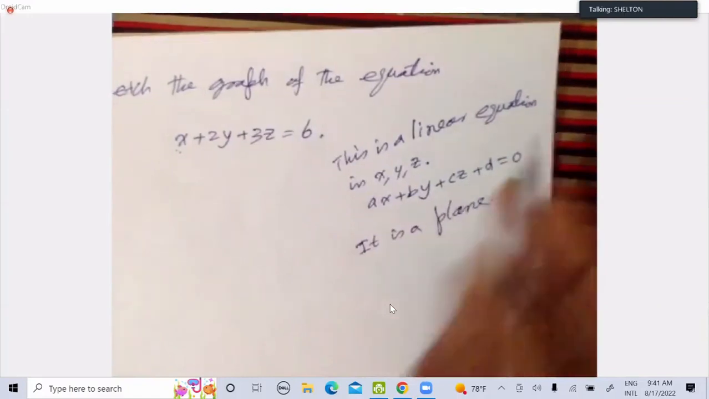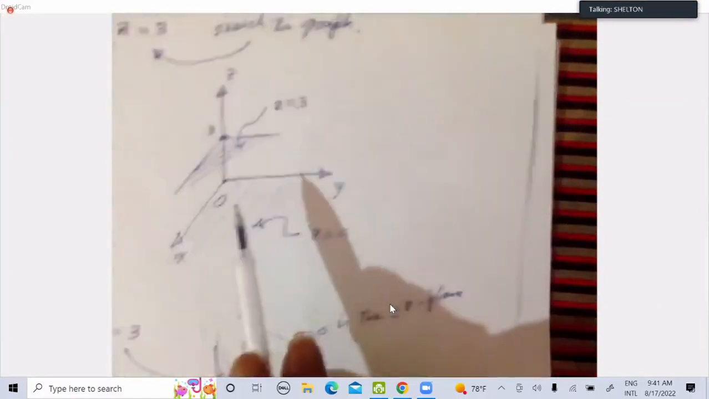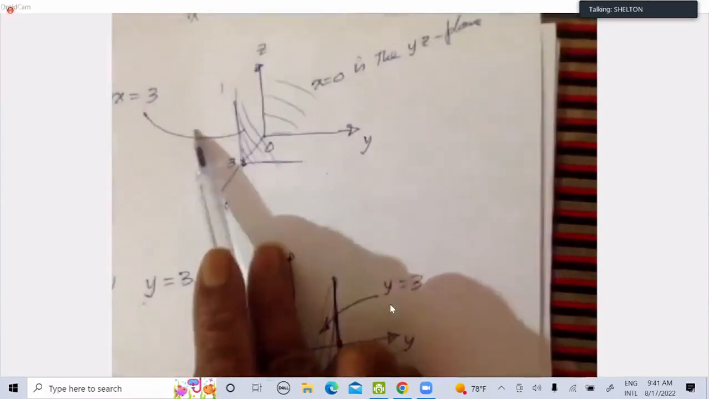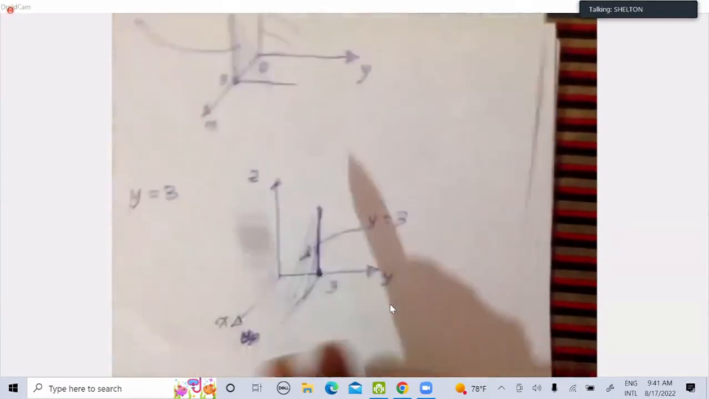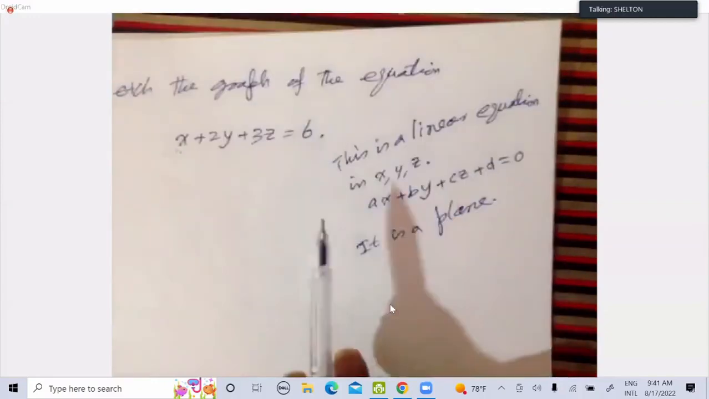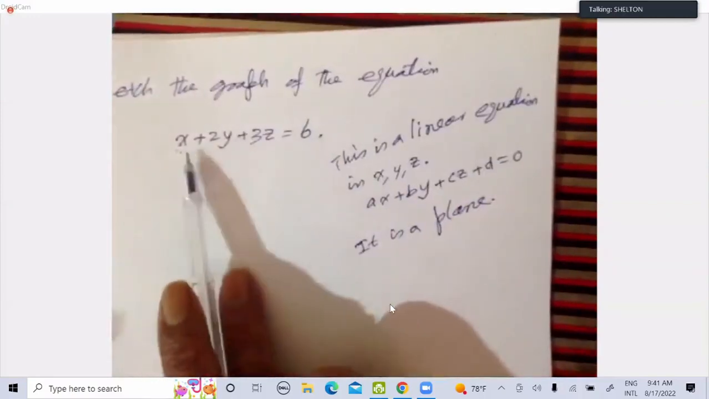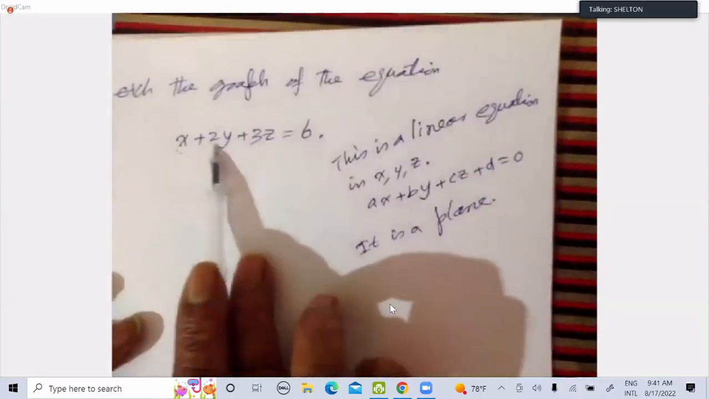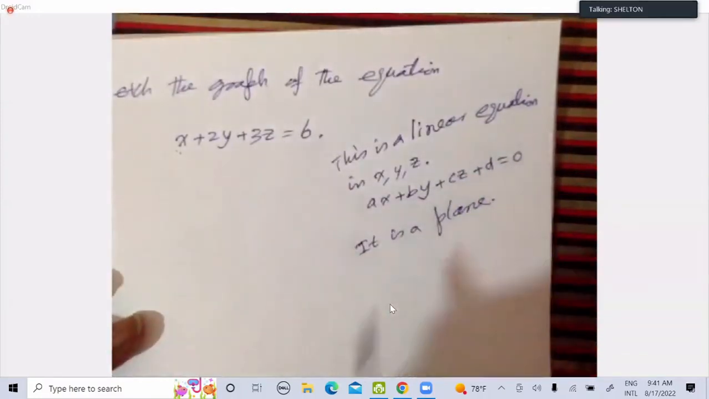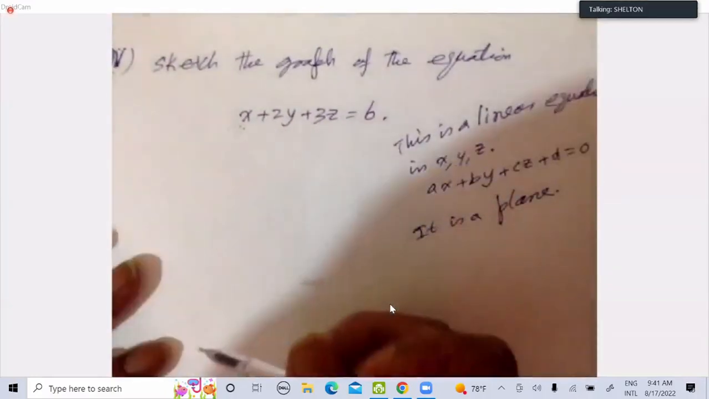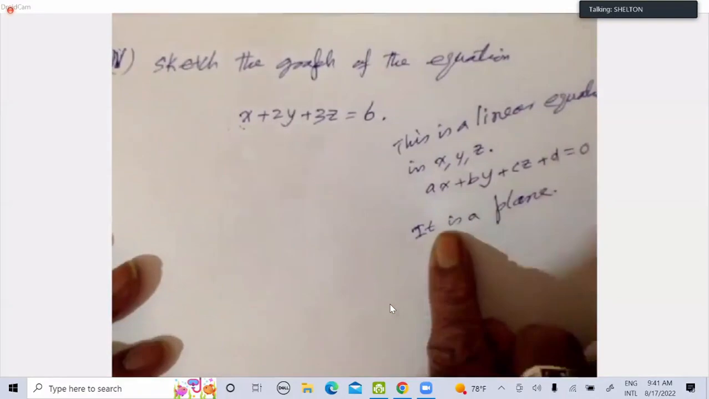I sketched 3 planes earlier: a plane parallel to the xy plane, a plane parallel to the yz plane, a plane parallel to the xz plane. But those had only one variable. Now all 3 variables are there. It is a linear equation in x, y and z. I don't have to explain this. The graph is a plane.